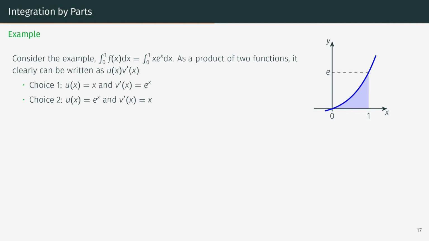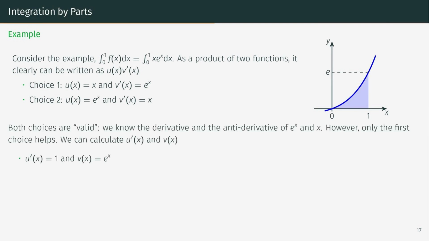There are two choices here. The first is that we let u of x be x and v prime of x be e to the x. The second is that we let u of x be e to the x and v prime of x be x. Both choices are valid. We know the derivative and the antiderivative of e to the x and x, but only the first choice really helps us.